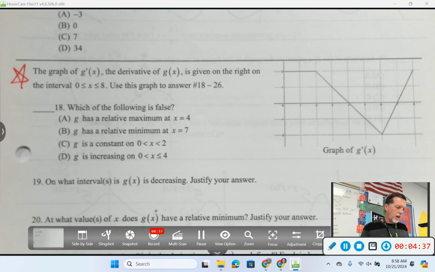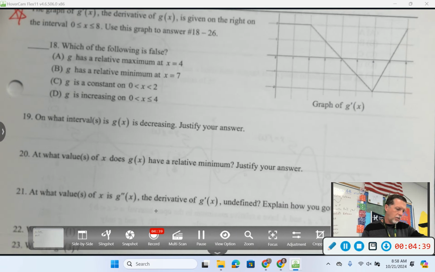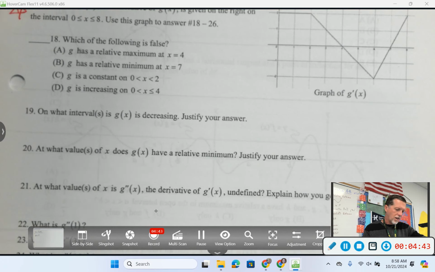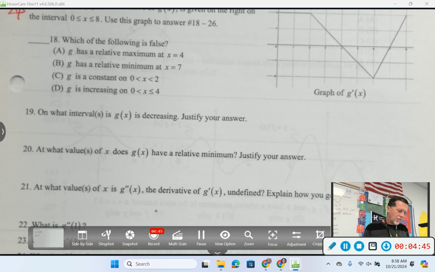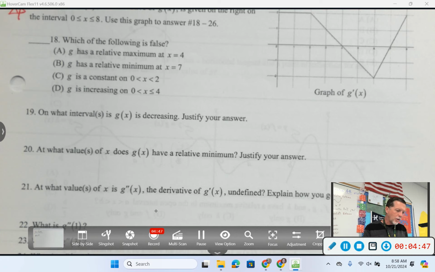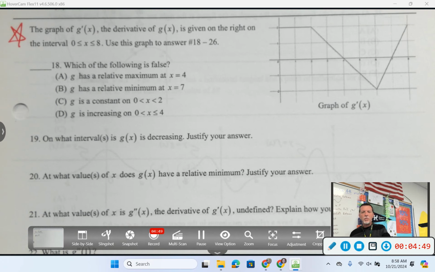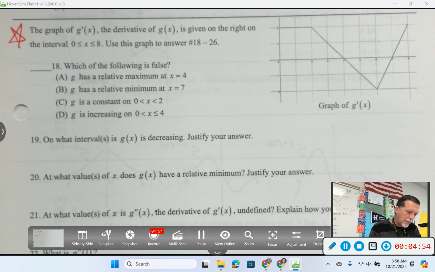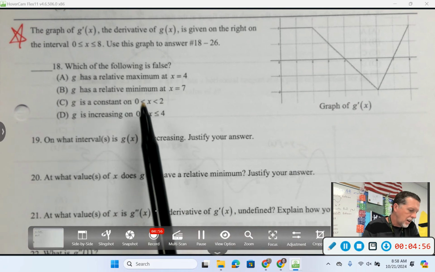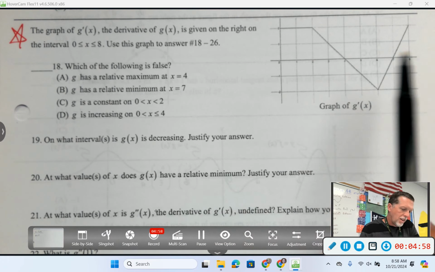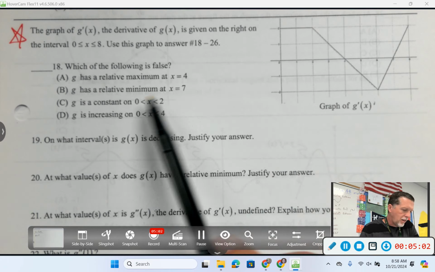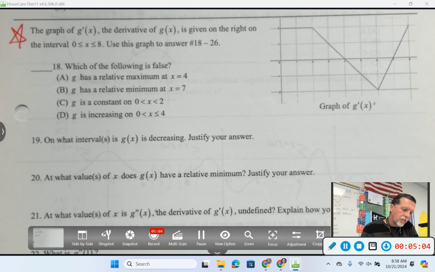Okay, here we go. 18, 19, 20, 21, 22, 23, 24, concavity. So here we go. 9 questions, all based on that graph of g prime. And we might end here. We'll just see. The graph of g prime is given on the right, between 0 and 8. Use the graph to answer all those questions.